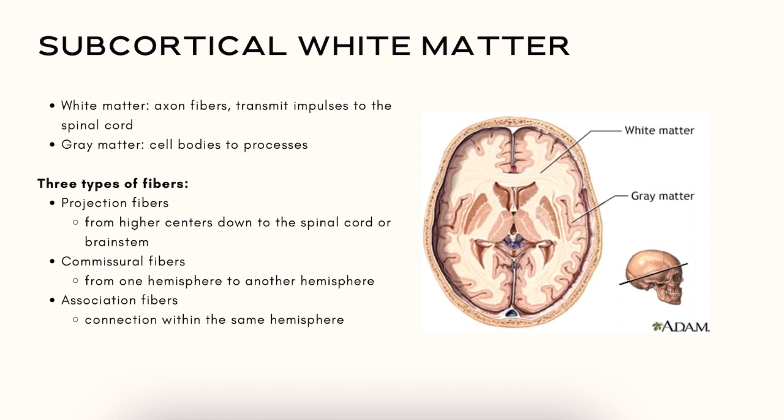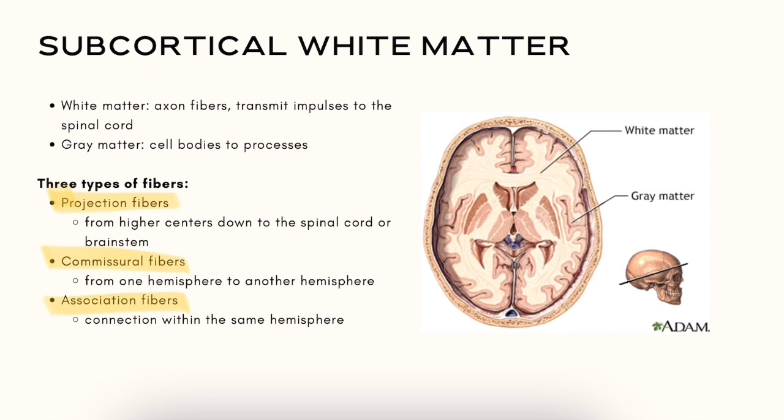Okay, so in our subcortical white matter, we're going to be talking about 3 types of fibers. First, we have our projection fibers and our commissural fibers, and then our association fibers. So our projection fibers, they are from the higher centers down to the spinal cord. Our commissural fibers are fibers from one hemisphere to another hemisphere. And our association fibers are connections within the same hemisphere.